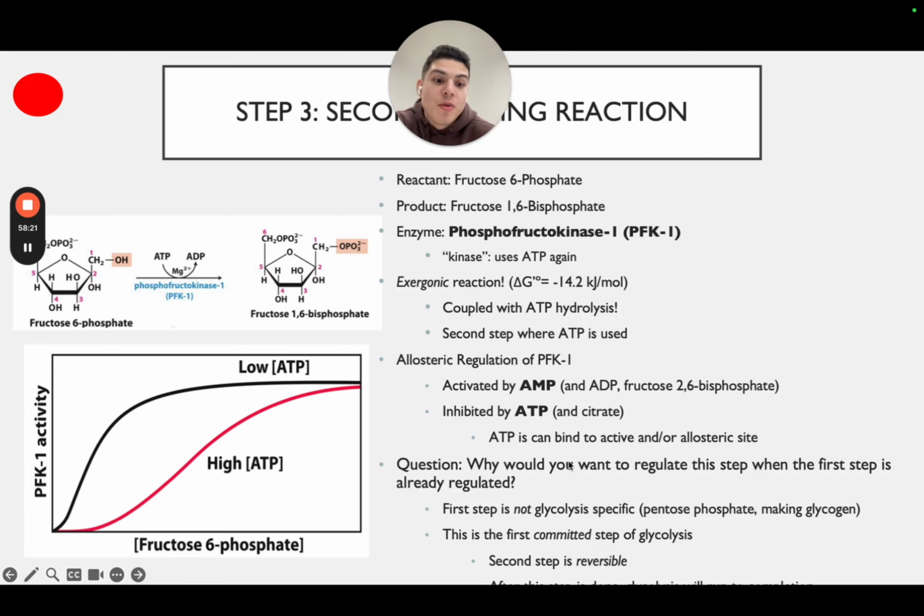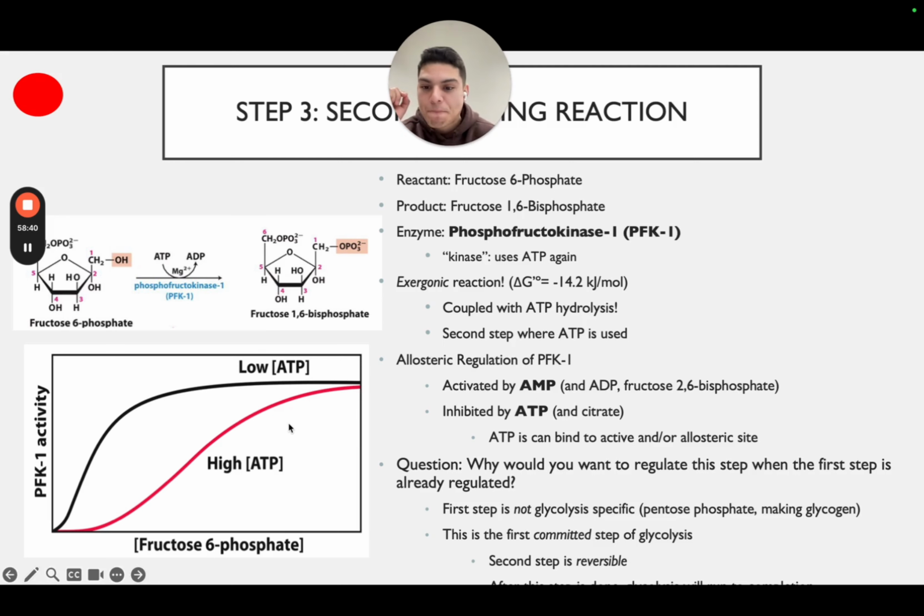And then question, why would you want to regulate this step when the first step is already regulated? And that's because our first step is not glycolysis specific, meaning that the first step could be for the pentose phosphate pathway, making glycogen. And this step is our committed step for glycolysis. So we want to heavily regulate this one very much.